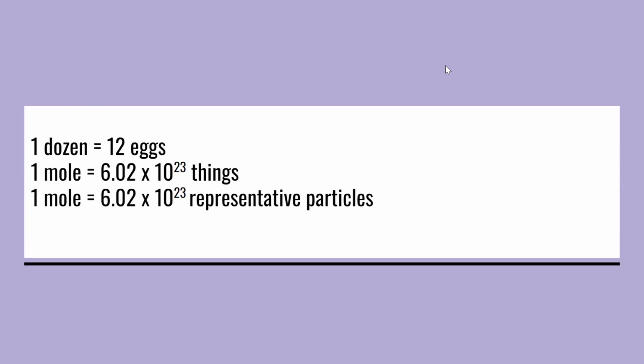So a mole is like a dozen. A dozen is 12, and a mole is 6.02 times 10 to the 23 things. In chemistry, we refer to it as 1 mole equal to 6.02 times 10 to the 23 representative particles.